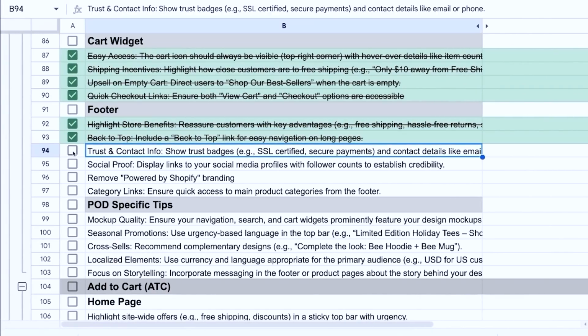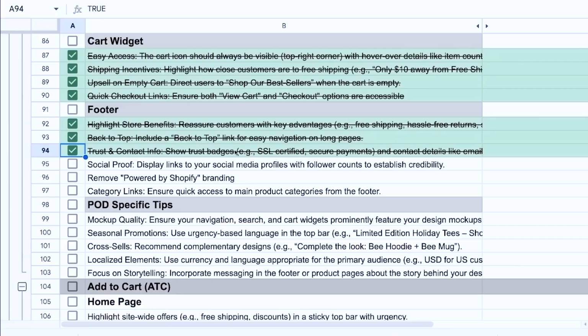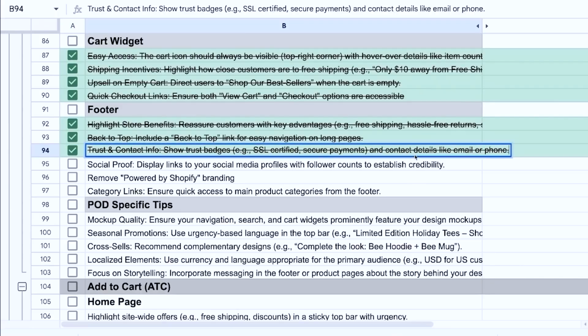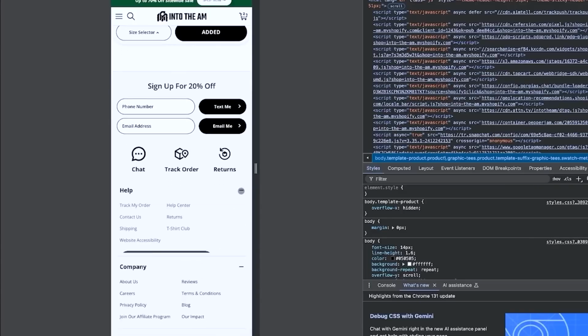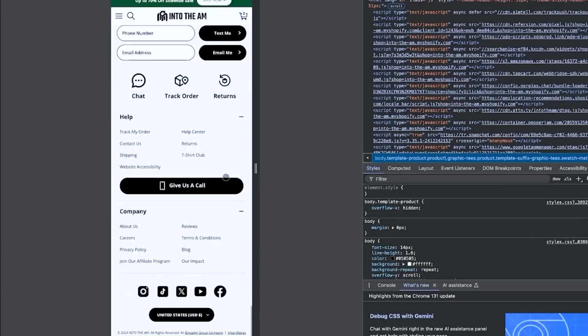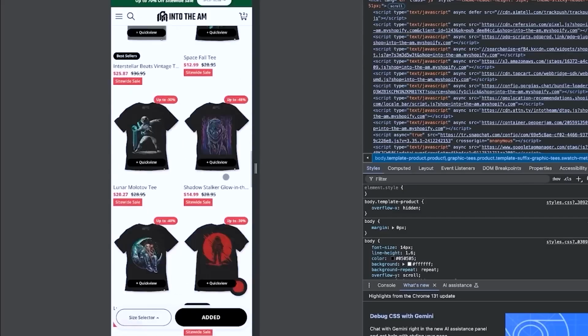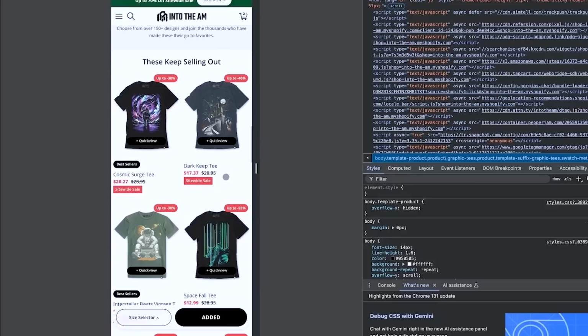Next, this is a good one to have, trust and contact info. So show trust badges and contact details like email or phone. Into the AM, I think, does this the best. So they have support icons, and then they talk about the company, and then if you want to contact them. Into the AM, I think, does one of the best jobs in terms of their site layout.